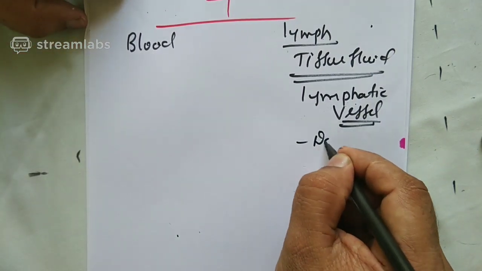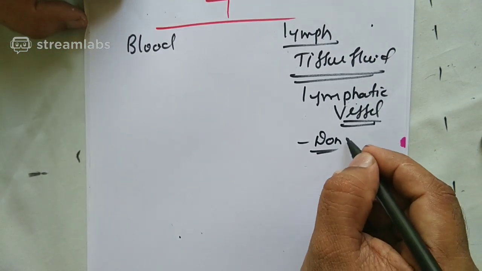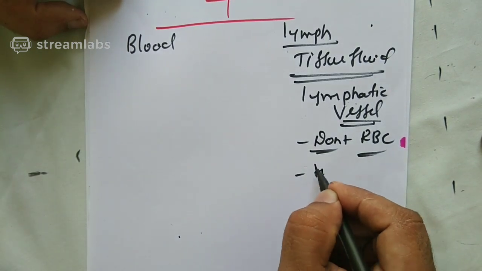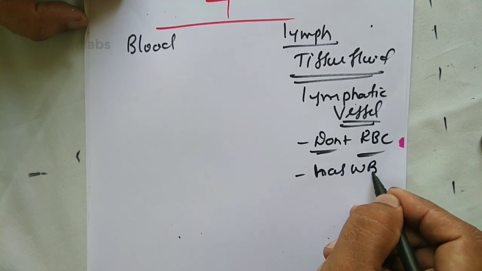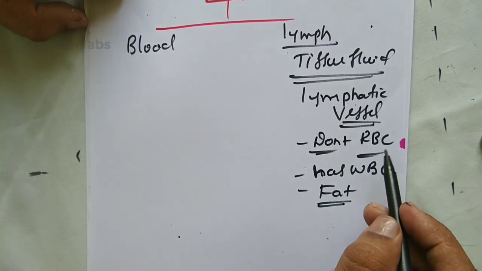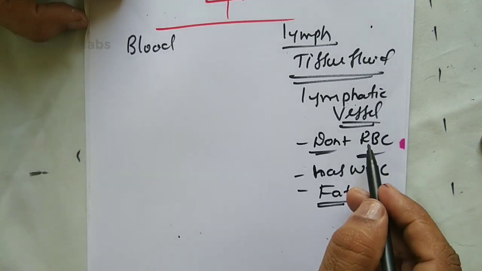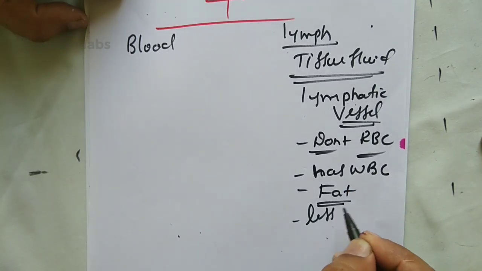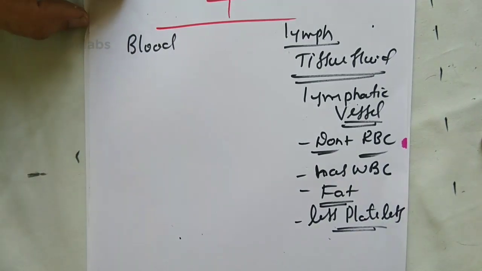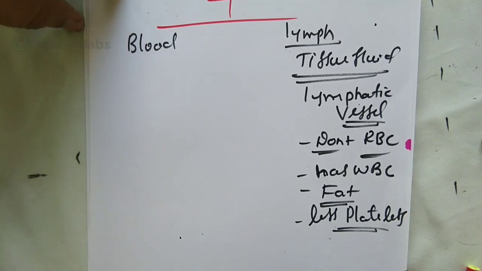Lymph does not have RBC. Which one? Lymph. Lymph has WBC. Lymph is rich in fat. Please remember, lymph is rich in fat. It does not have RBC. Lymph has fewer platelets. Please remember regarding lymph, it does not have RBC. That means the color will not be red.